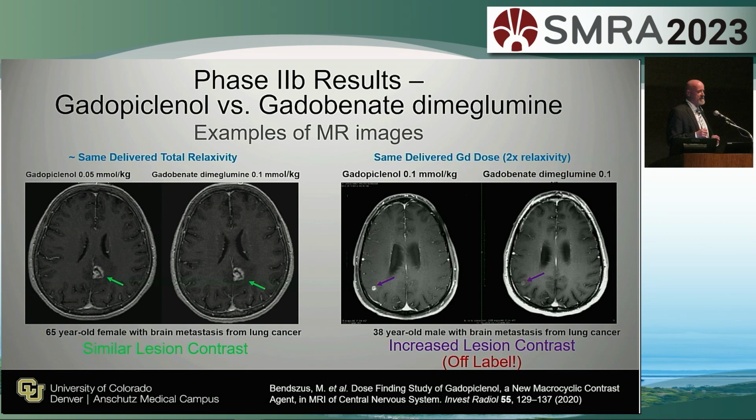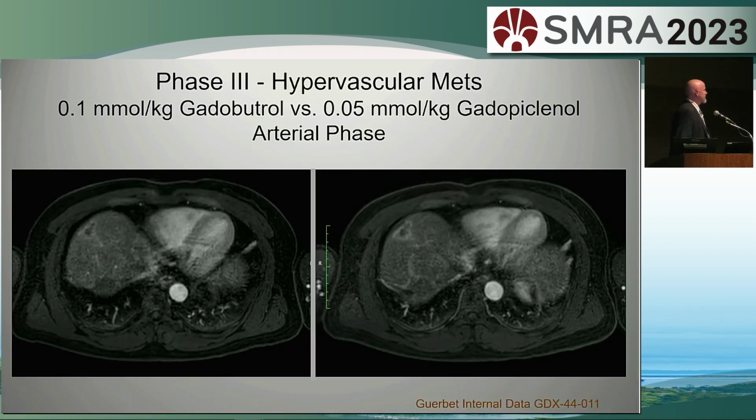On the right-hand side is same dose, so you're giving twice the relaxivity with gadopiclinol because it's got twice the relaxivity at the same dose, and there they saw significantly better lesion contrast, signal to noise, et cetera.